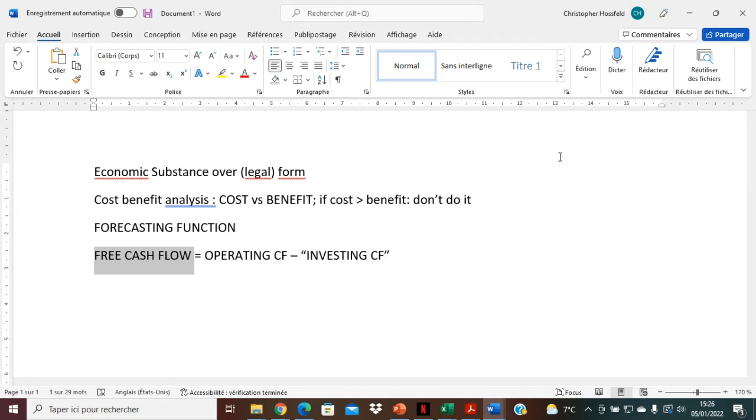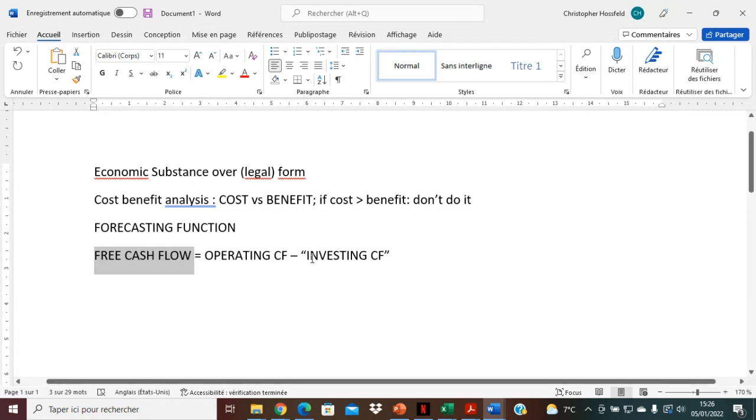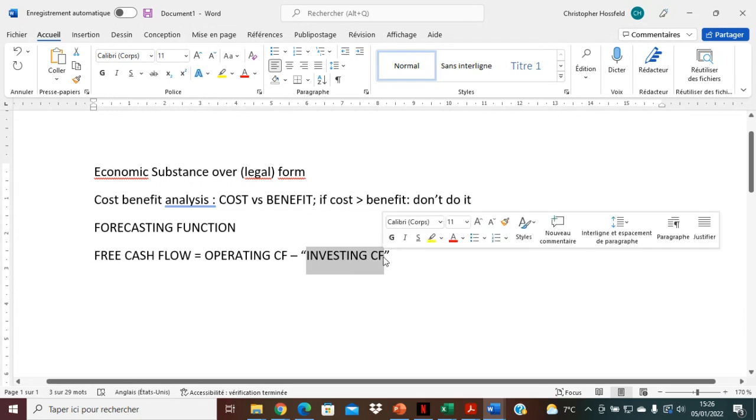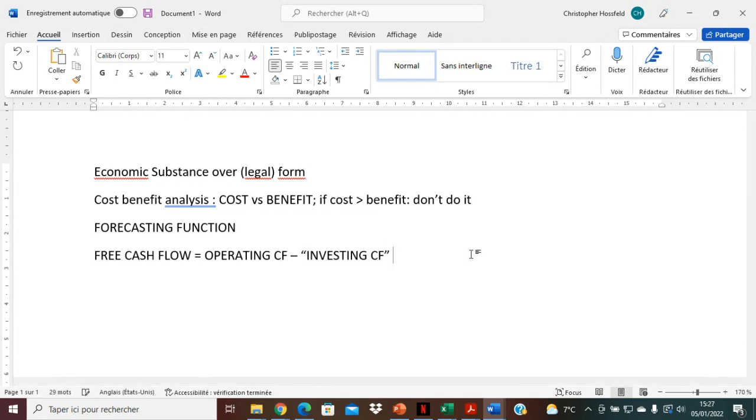So here I wrote free cash flow is operating cash flow minus investing cash flow. That's a short formula. Now, a lot of people don't take the total investing cash flow. They only consider investments in, let's say, property, plant, and equipment, the hard assets, but not financial investments. So sometimes you have to be a little bit more specific. But roughly the idea of free cash flow is operating cash flow minus investing cash flow.